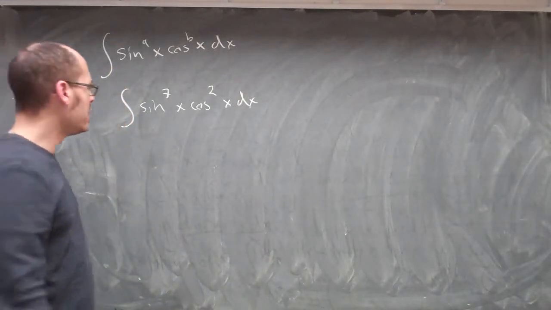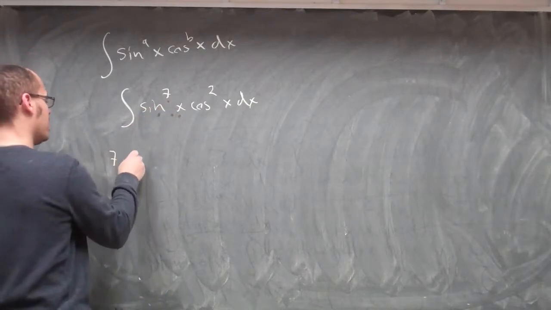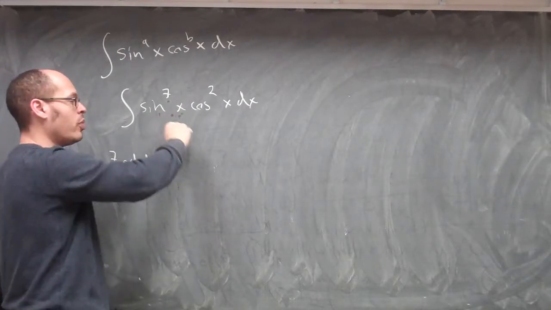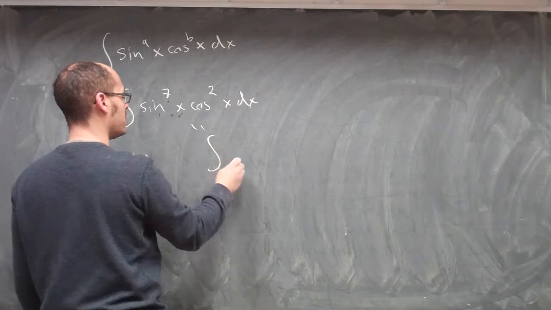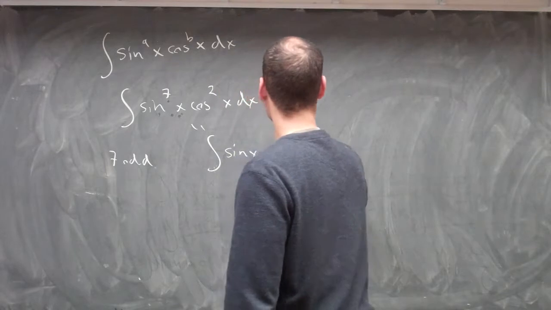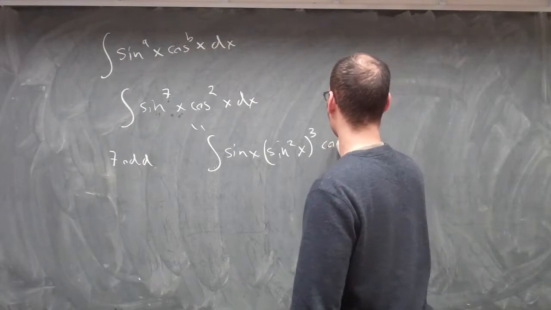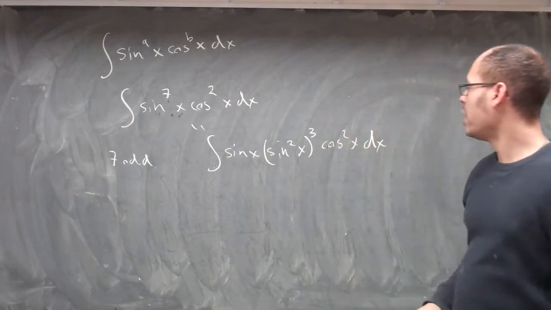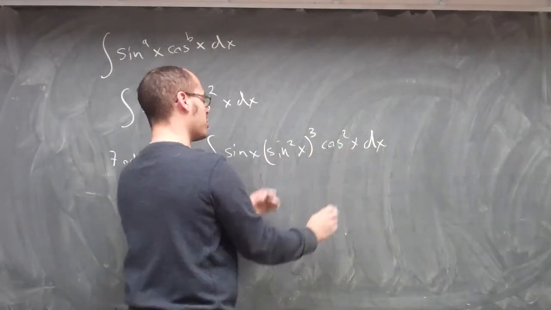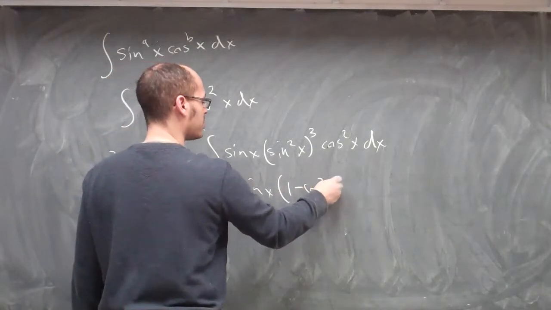The basic idea is that if one of these is odd, like in this case 7 being odd, it means that we can pull all of them but one away, and think about it as something squared to a power. So we have a lone sine, and then we have 3 sine squareds, and then we have our cosine squared. Now, having broken it up like this, we can rewrite all this stuff just in terms of cosine. So the sine squared is 1 minus the cosine squared.